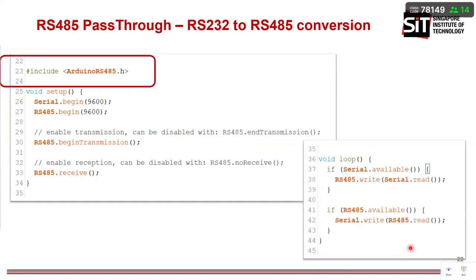And in the main loop, it is just these 4 lines of code. If Serial.available is true, then we'll do a read from the serial, and then we write the data out. If there are data available from RS485, then we do a serial write, using those data that we are receiving. So this part can be a bit confusing.